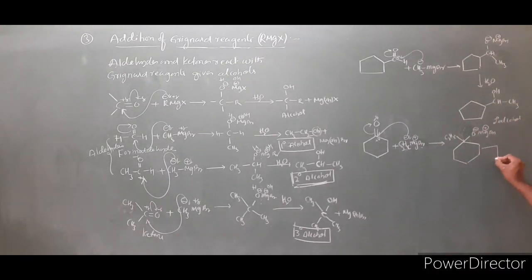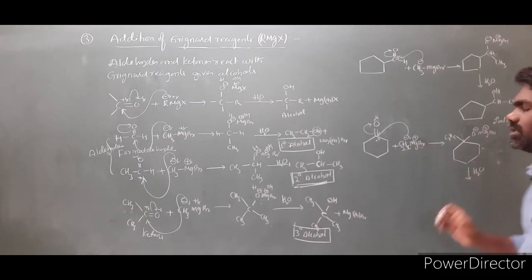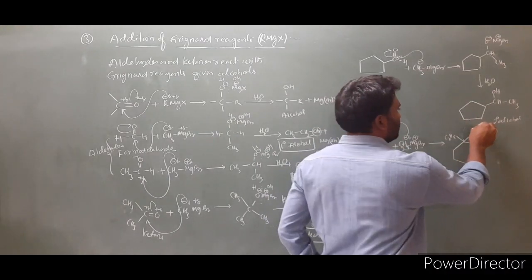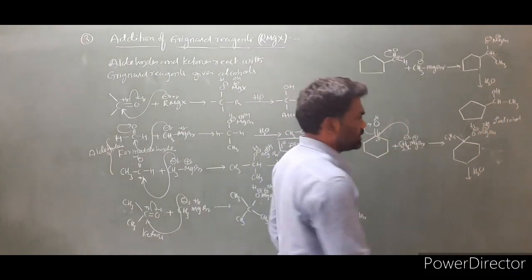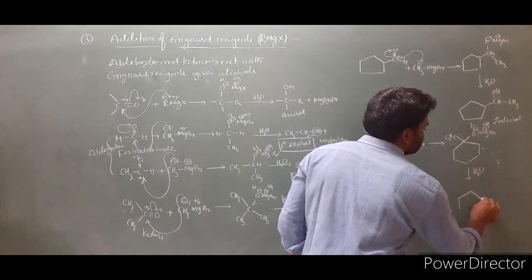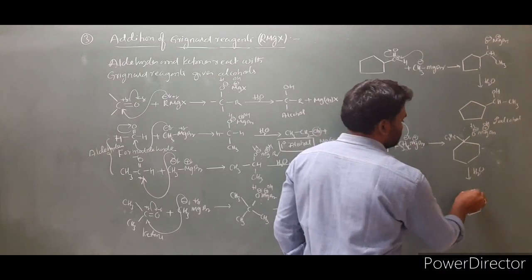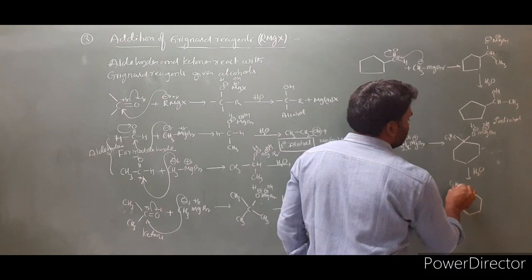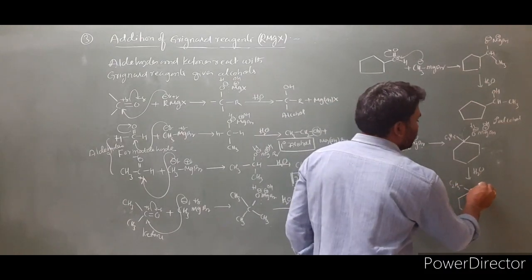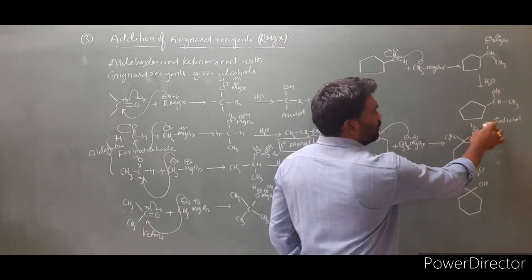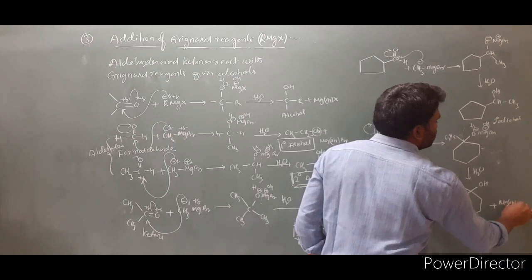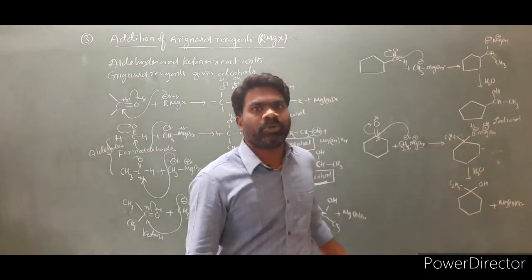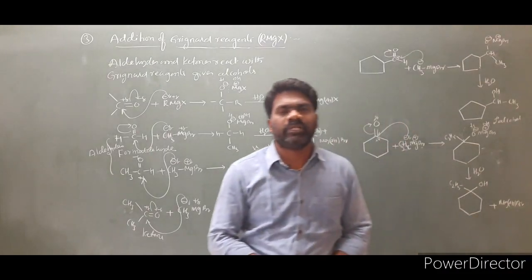Upon hydrolysis by adding water, we have to break the bond here. This is the H, this is the OH. Then the product is C2H5, and this will be OH. Then the remaining we have is MgOHBr. So this is the product formed in this reaction.